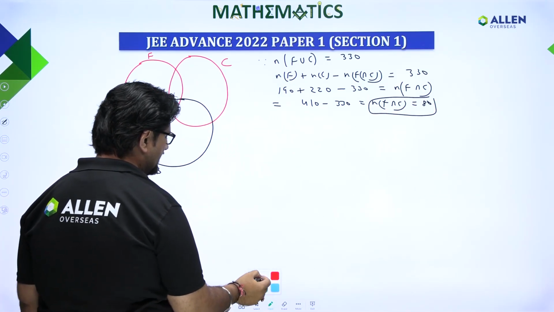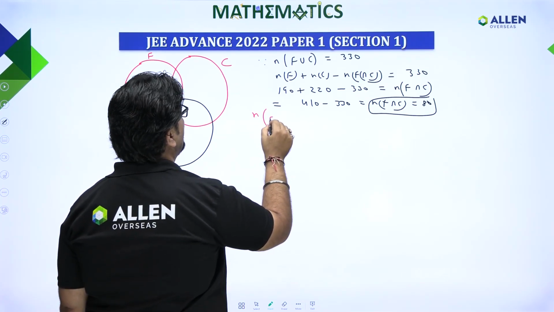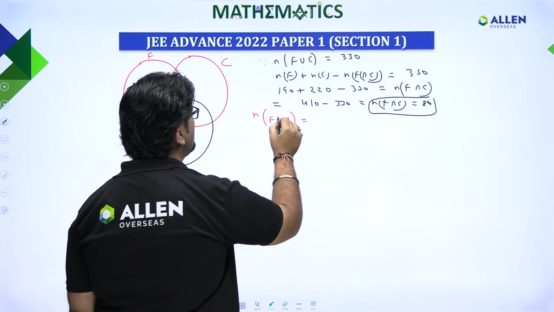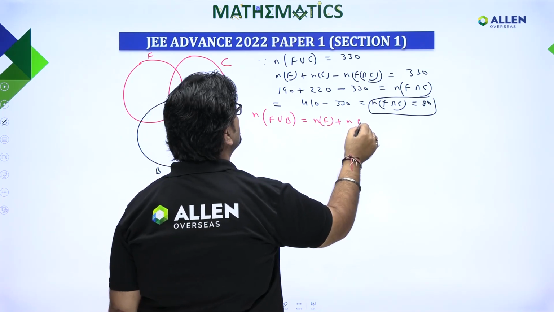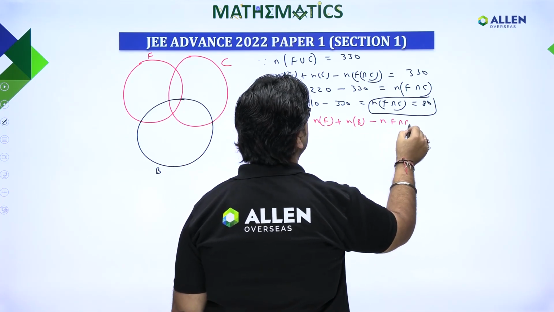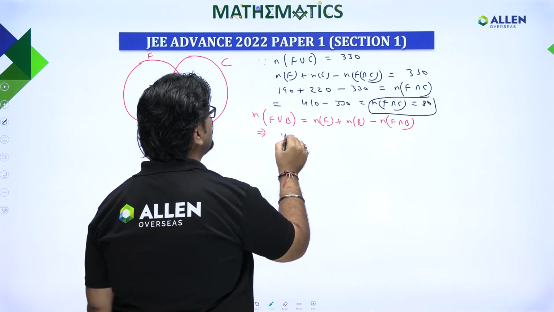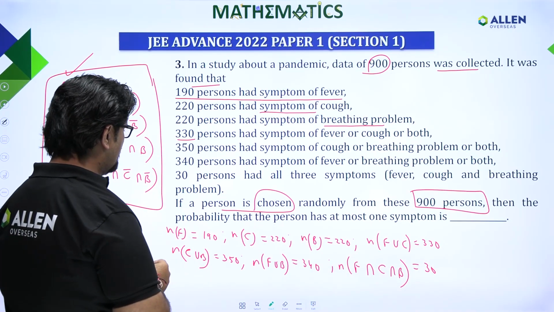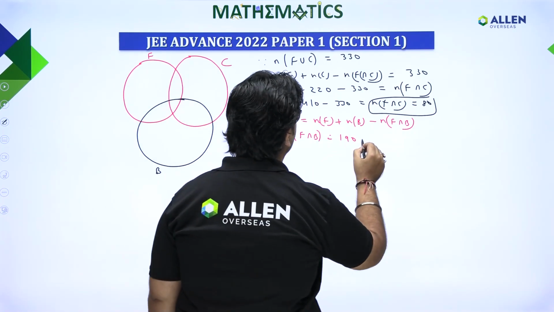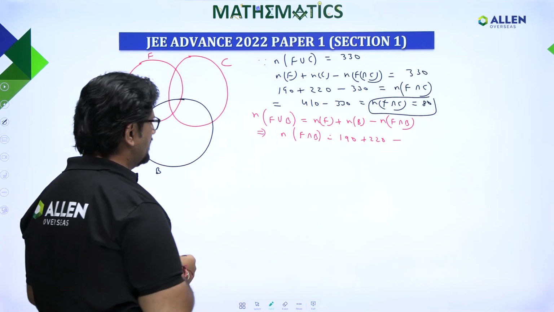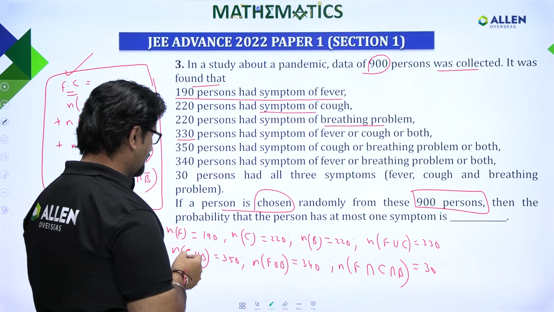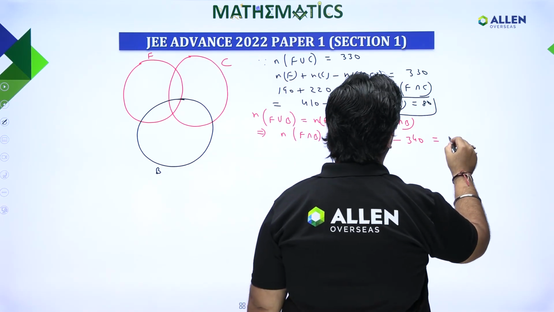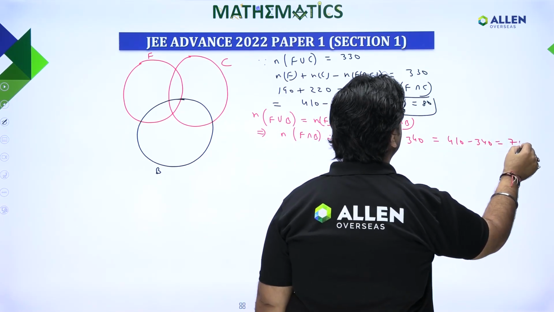Now, similarly, we are using the next thing, N of F union B. It is equal to NF plus NB minus NF intersection B. Now we will calculate this value as well. Therefore, N of F intersection B will be what? NF is 190 and NB is also 220. So I am writing here 220 and minus F union B. This is 340, my dear. So I am subtracting 340 again. So what will I be getting? It is 410 minus 340, then the value coming is 70, my dear.